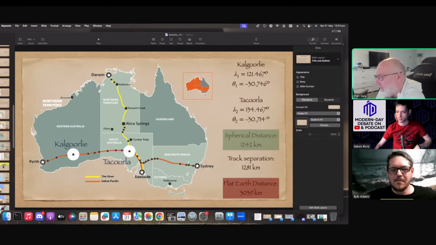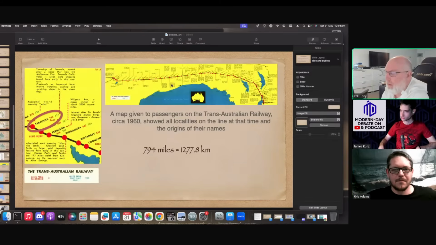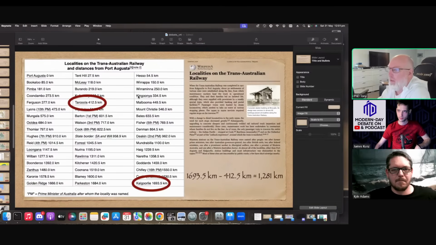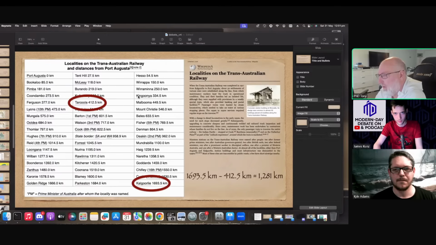It's the length of train track between the 2 stations. Perhaps this diagram will help more. Okay. So this is the Trans-Australian Railway, and the 2 sites that I've chosen are Tookoollah and Kalgoorlie. The distances listed here are their distances from Port Augusta.